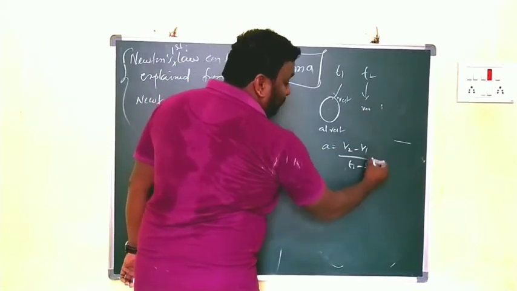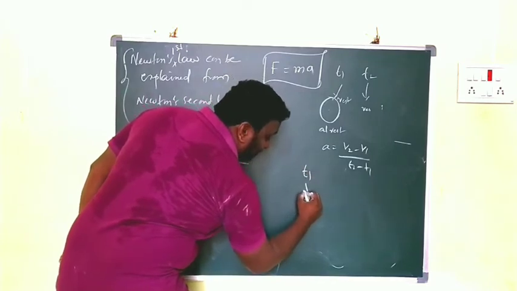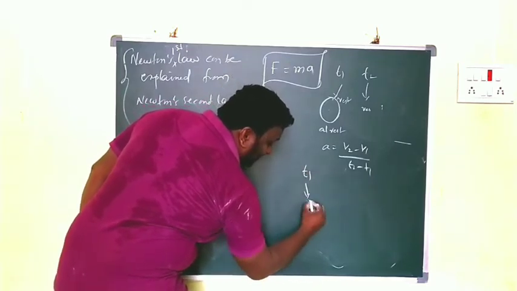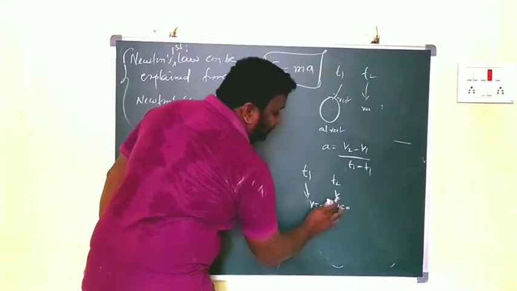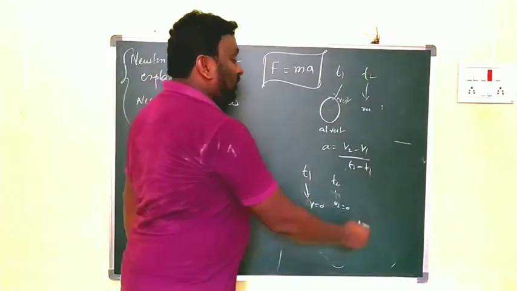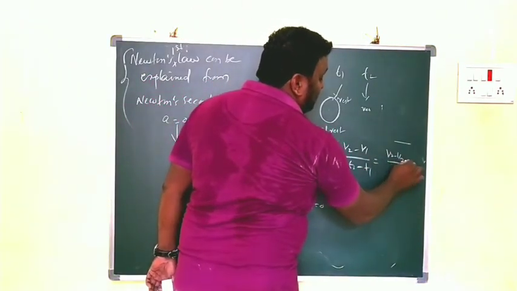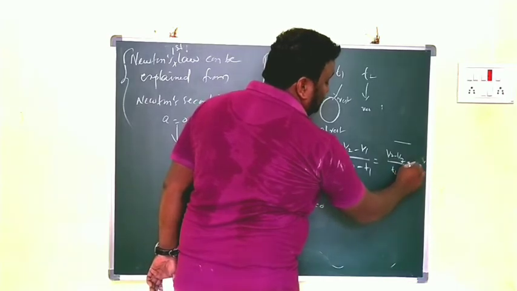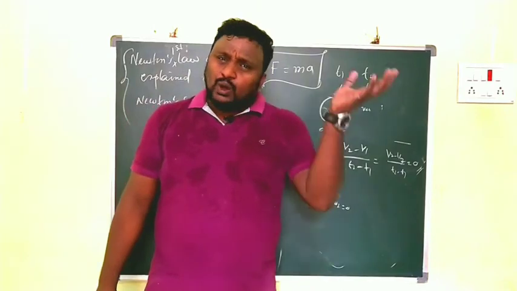That means v1 is 0 for time t1, and for time t2 also v2 is 0, because both times it is at rest. Then v2 minus v1, nothing but 0 minus 0 by t2 minus t1. That is what you get, 0. Clear? The body is always at rest.